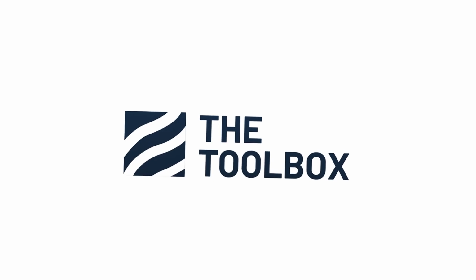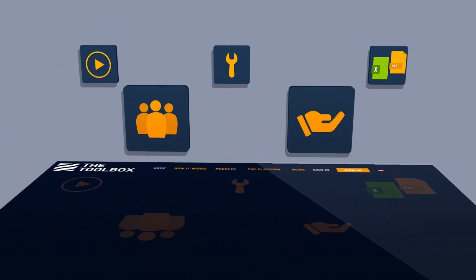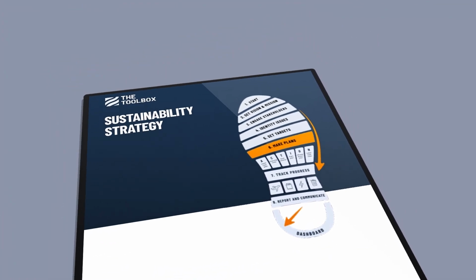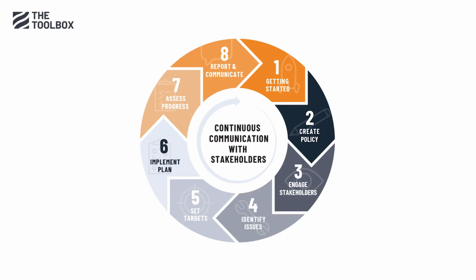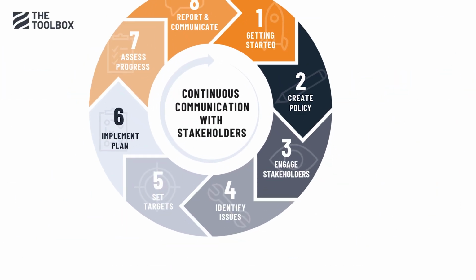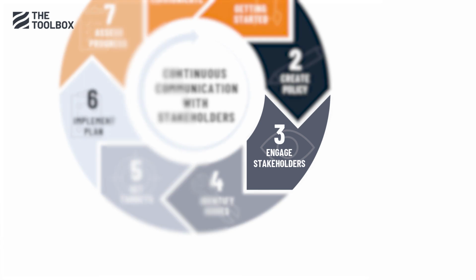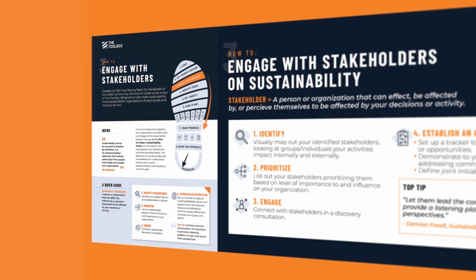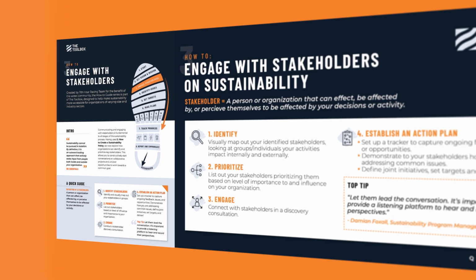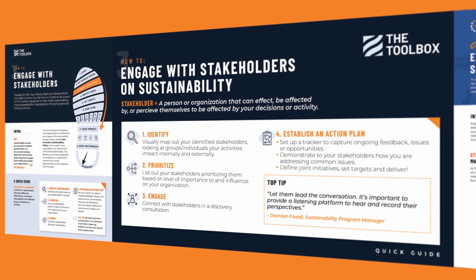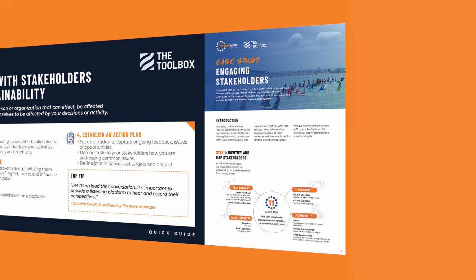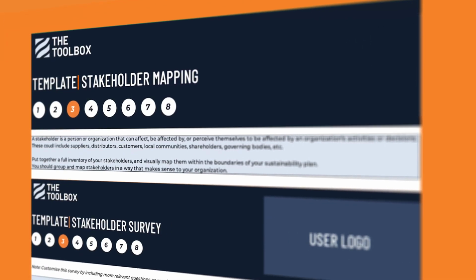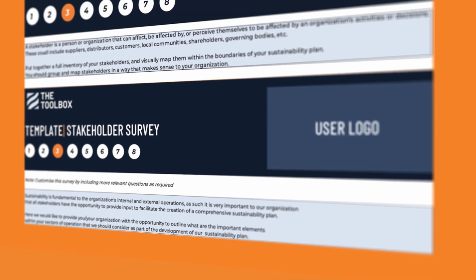The Toolbox is an 8-step process designed to help you implement a sustainability strategy in your organisation, whatever the size or sector. In this video, we will be taking you through all the resources in Step 3 of our Toolbox methodology. The assets contained within Step 3 include the how-to guide, the quick guide, the case studies, and 2 templates, the stakeholder mapping template and the stakeholder survey.